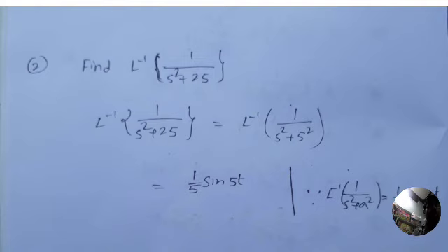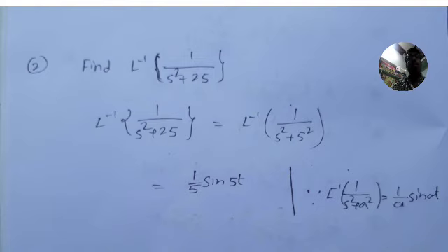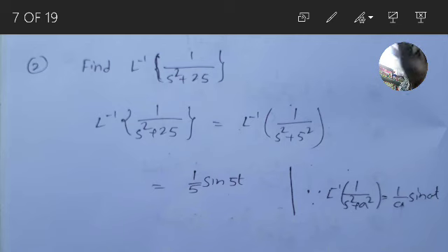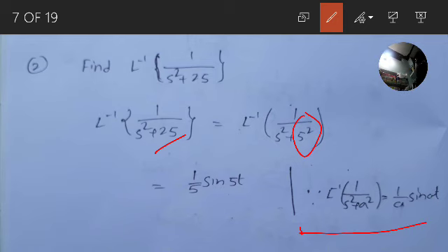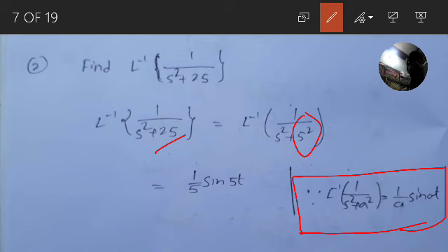Now, the second problem is L inverse of 1 by s square plus 25. Again, L inverse of 1 by s square plus 25. 25 can be written as 5 square: L inverse of 1 by s square plus 5 square. What is the formula? The formula is L inverse of 1 by s square plus a square is 1 by a sin at. Instead of a, you have 5. So that is 1 by 5 sin 5t. That's all. These are previous questions for 3 marks.